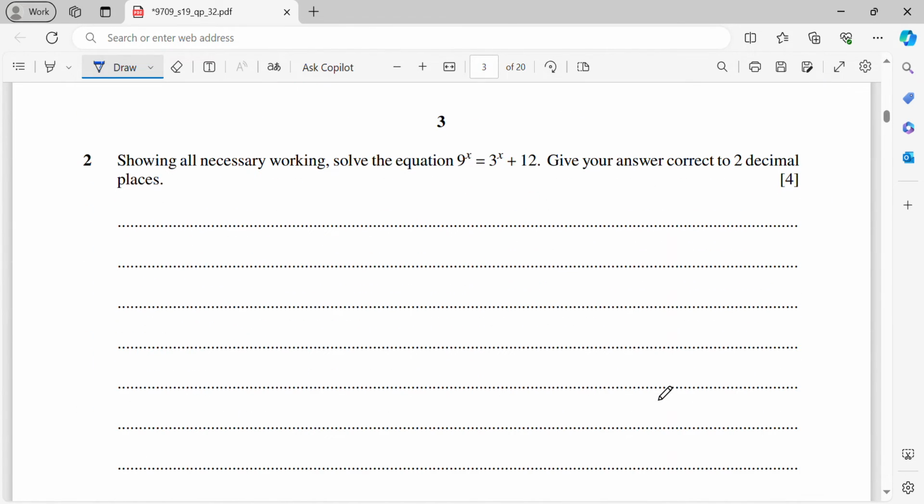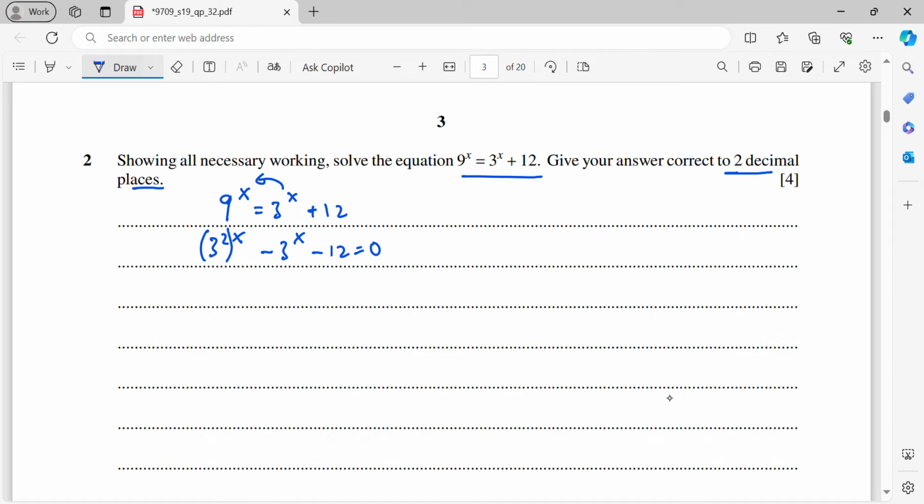Okay, question number 2, showing all necessary working, solve this equation. Give your answer correct to 2 decimal places. So now, 9 power x equals 3 power x plus 12. So the 3 power x I can move to the left side. So it will be 9 power x, and this 9 I can change to 3 squared, minus 3 power x minus 12 equals 0.